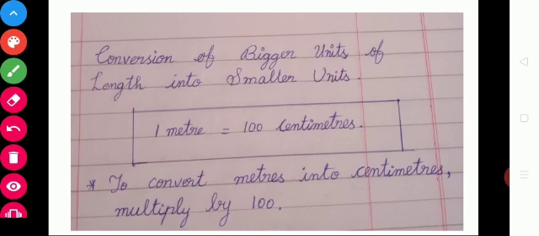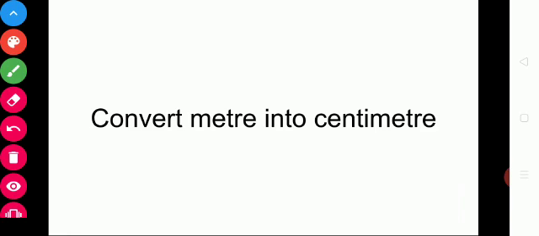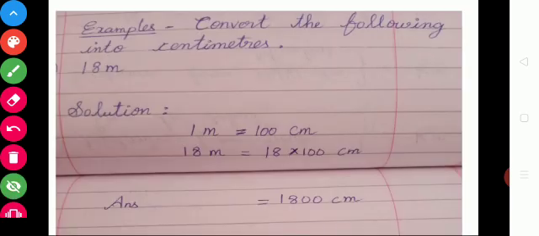To convert meter into centimeter, that means converting the bigger unit of length into the smaller unit. The bigger unit of length, what is this? Meter. The smaller unit is centimeter. Yes, you want to convert. So 1 meter is equal to 100 centimeter. When you want to change it, what do you do? You multiply the number by 100. So look at this page. Convert meter into centimeter. Look at that example, that sum.